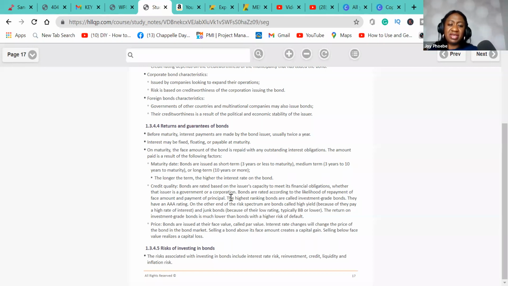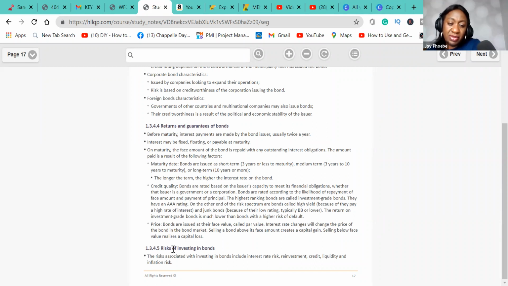Bonds are rated based on the issuer's capacity to meet their financial obligations, whether the issuer is a government or corporation, it doesn't matter. There are some federal government bonds in some countries that cannot compete with a municipal bond issued in Canada because of how messed up those countries are. You agree with me, right? So the fact that it's a government-issued bond doesn't really make it safe. It depends on the country, and on the viability of the economy and the political and economic stability of the country that issued the bond.